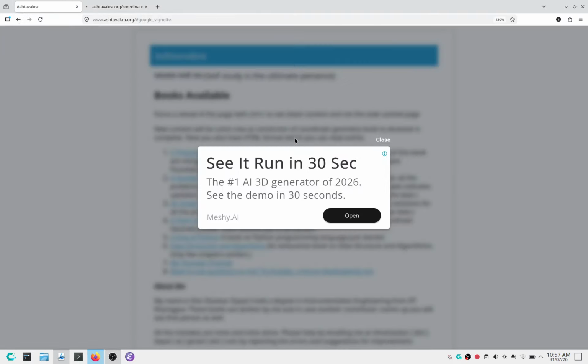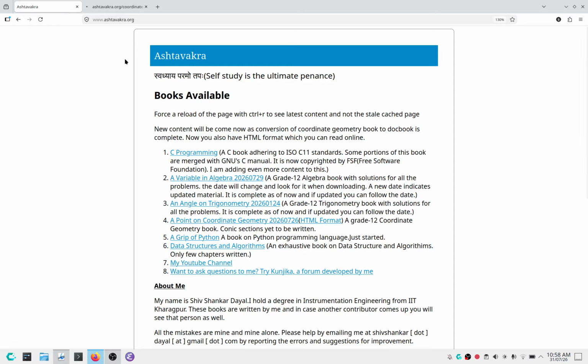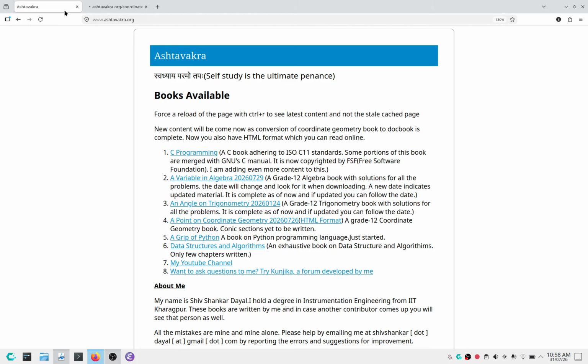I don't know why it is taking so long. Maybe somebody is using the server. Okay, so let's wait a bit. It should come quite fast. Usually it is quite fast. So let's wait for it to load.